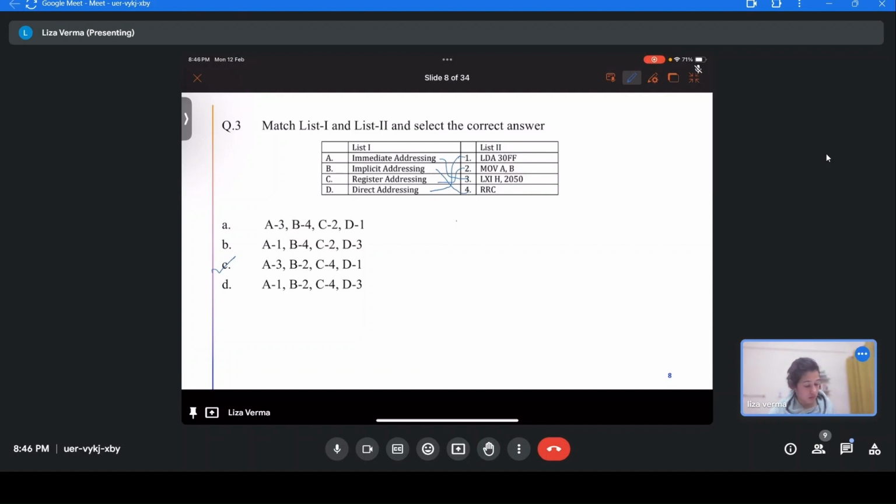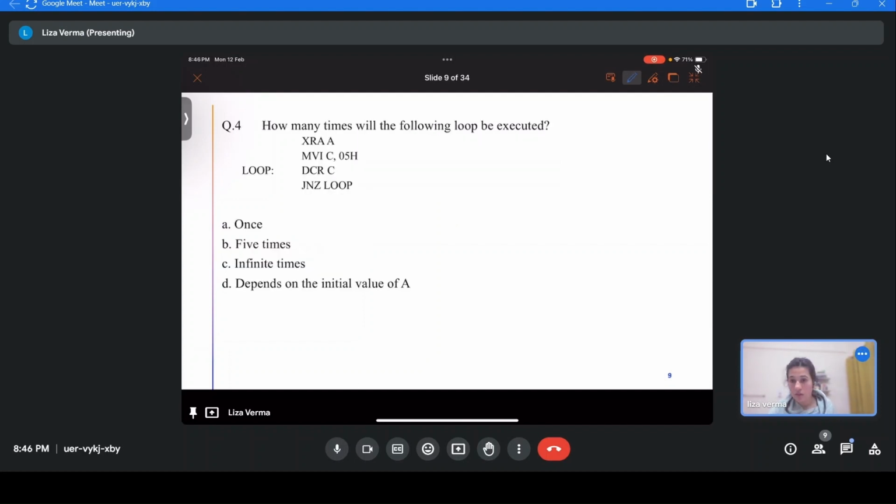Okay. Next question. Are you able to see the screen? Yeah, it's visible. Okay. So how many times will the following loop be executed? There's an instruction XRA, then MVI C, 05H. 5 times. Anybody else? Is anyone working?